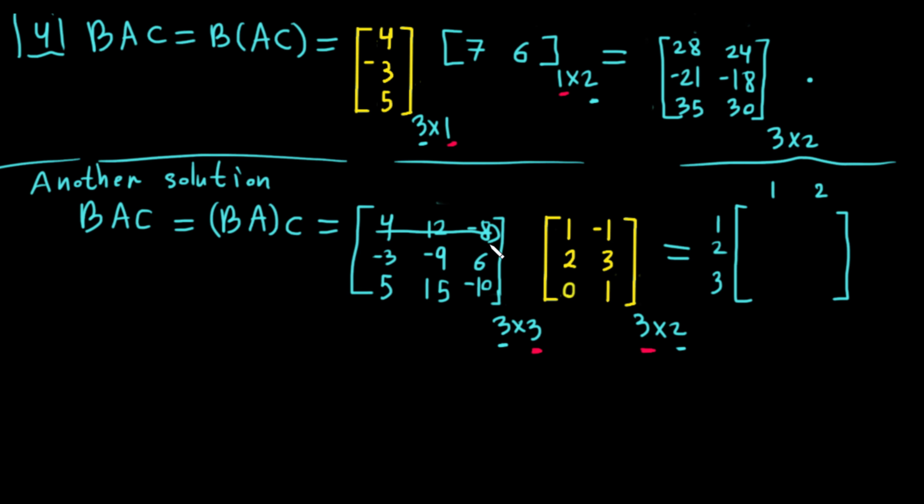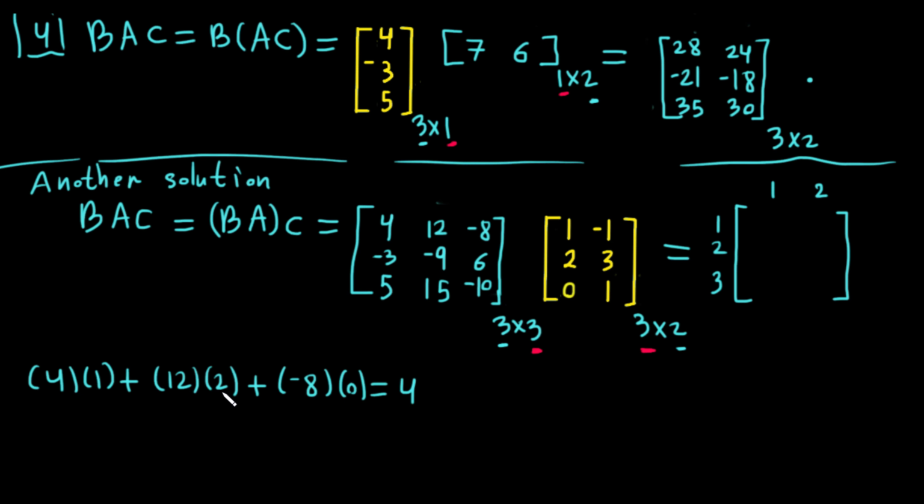Now we have to multiply this row by this column. So 4 multiply by 1, plus 12 multiply by 2, plus negative 8 multiply by 0. Equal 4 multiply by 1, which is 4. 12 multiply by 2, which is 24. Negative 8 multiply by 0, which is 0. Equal 4 plus 24 plus 0, which is 28. So here it is 28. As you can see, the same number here. And also, this entry will be the same.